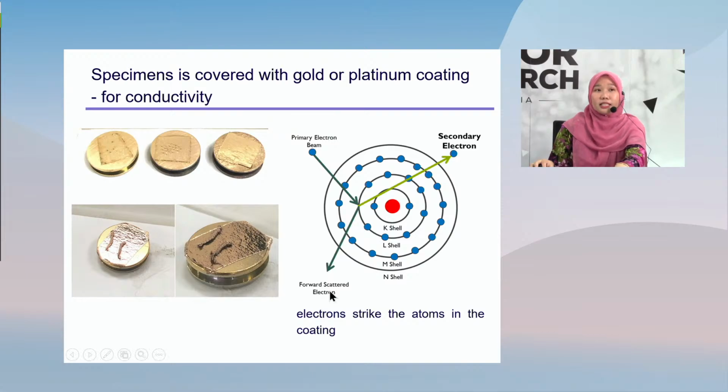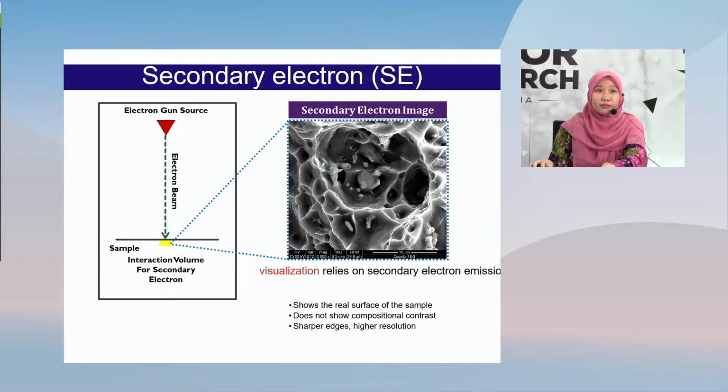With SEM, specimens are coated with vaporized gold or platinum ions, because when the electrons come into contact with this coating, it causes the atoms on the surface of the specimen to emit electrons. These emitted electrons are called secondary electrons, and these are what SEM uses to visualize the specimen. Secondary electrons show the real surface of the sample. They don't show compositional contrast, and they give sharper edges and ultrastructure.